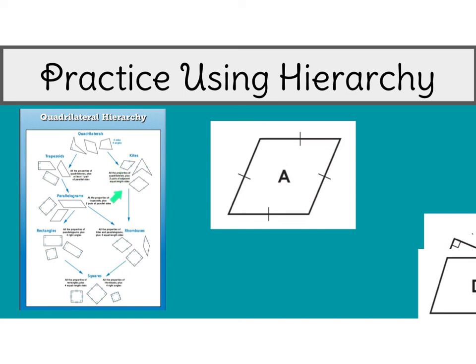So if we put it in the kite route, we're going to move down to rhombus. We're going to look at all of the properties of kites and parallelograms plus 4 equal side lengths. Oh, well, it would fit in the rhombus section. Would it fit in the square section? 4 right angles. Nope. So this one would live here in the rhombus section.